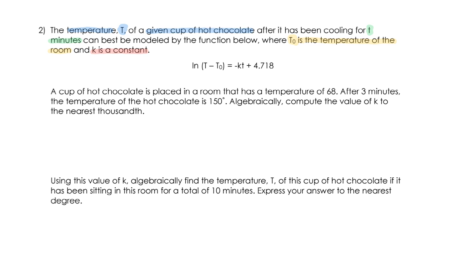And now they're going to go ahead and say that a cup of hot chocolate is placed in a room that has a temperature of 68. So if we go back up, that's the room temperature. The room has a temperature of 68. And so back up here, T sub 0 is the temperature of the room. So that T sub 0 is 68. So let's go ahead and state that.